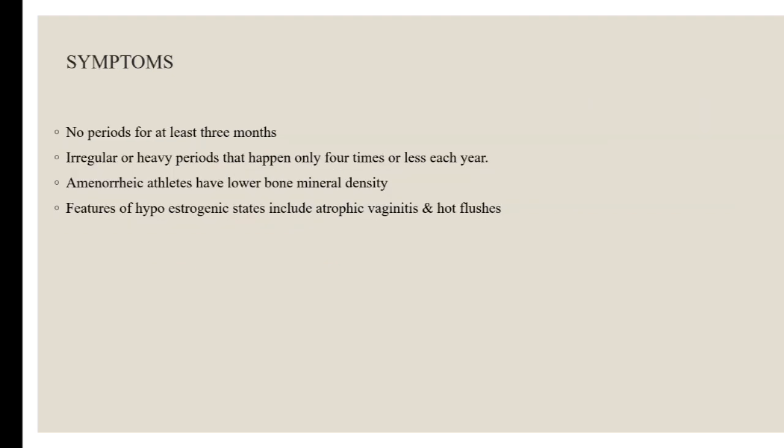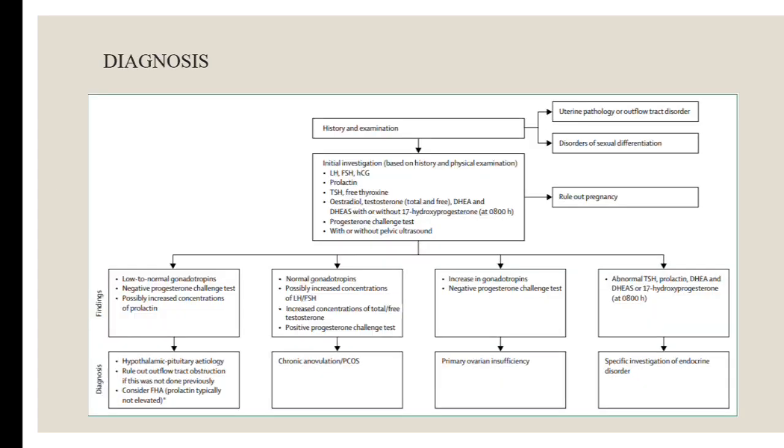So symptoms are no periods for at least 3 months, or irregular heavy periods which happen only 4 times or less each year. Amenorrheic athletes have low bone mineral density. Features of a hypoestrogenic state include atrophic vaginitis or hot flushes. So this is the diagnosis. It's very important to take history and do examination, which further lead to some findings, and we reach the provisional diagnosis as shown in this chart.